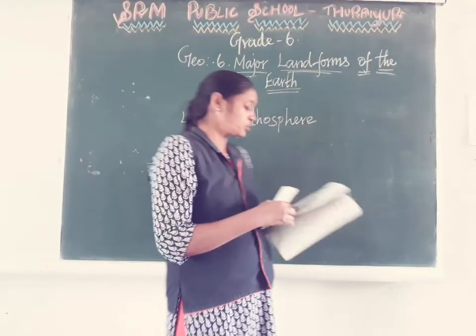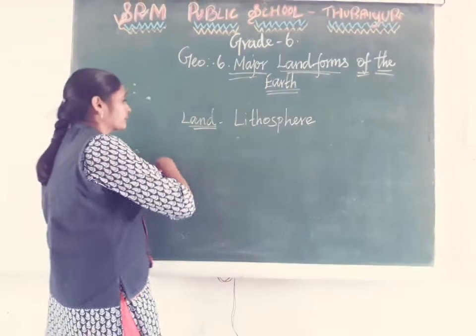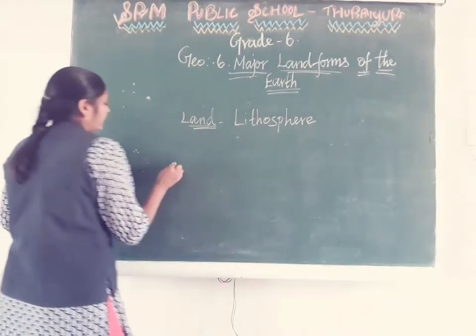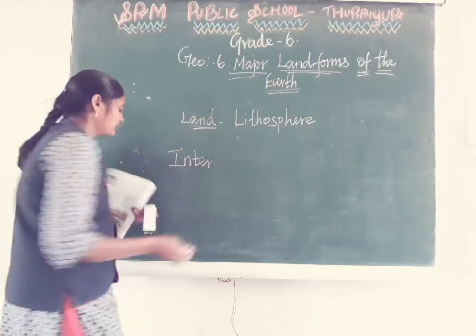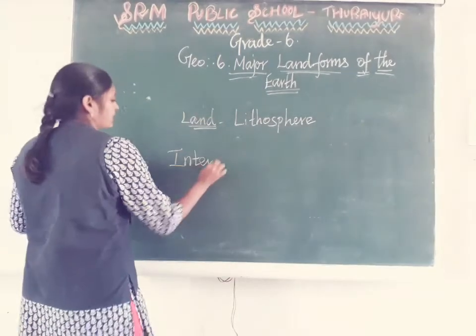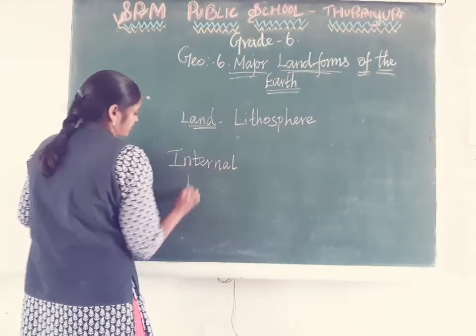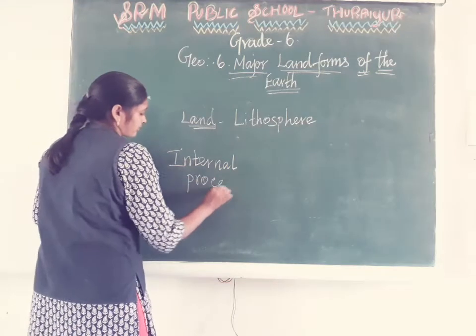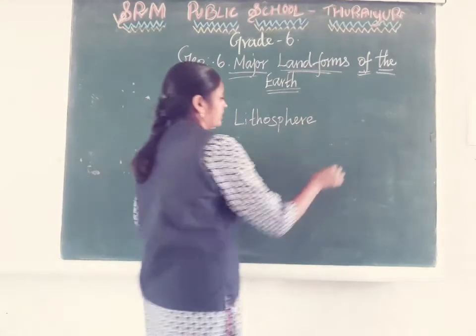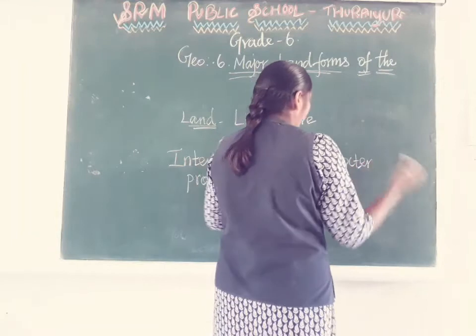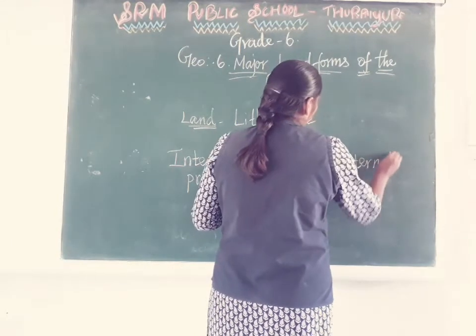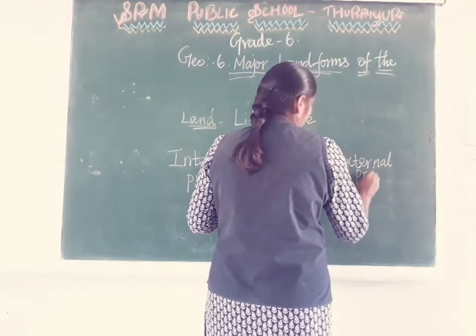So what are the two natural processes in our earth? One is the internal process. Internal means inside. Another is the external process. This is on the surface of your earth. External process.